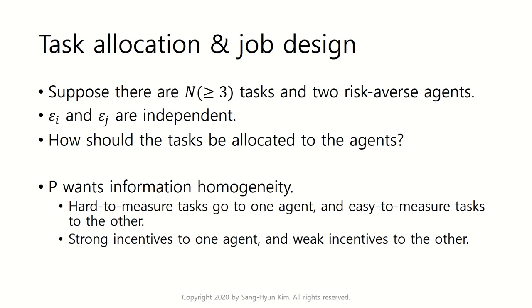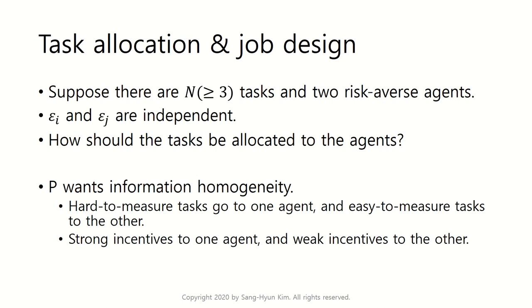So we move on to the next question, which is task allocation and job design. Suppose that there are n tasks and two risk-averse agents. So there are many, many tasks, but there are only two agents. And epsilon i, epsilon j for any i and j are independent. How should the tasks be allocated to these two agents? We don't want to consider the model very rigorously. We just talk about this very briefly.